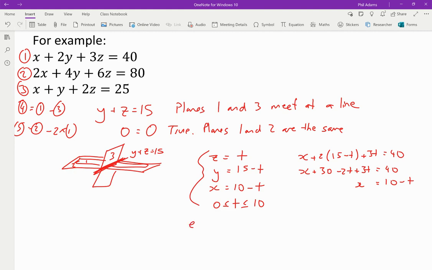And then some sample solutions would be, well, if I make t equals 0, I'm going to have the solution 10, 15, 0. If t was 1, we would have 9, 14, 1, and so on. So that's really the way it works.